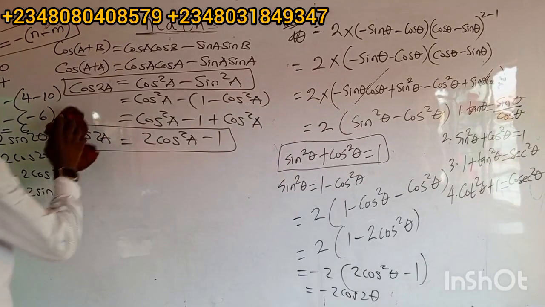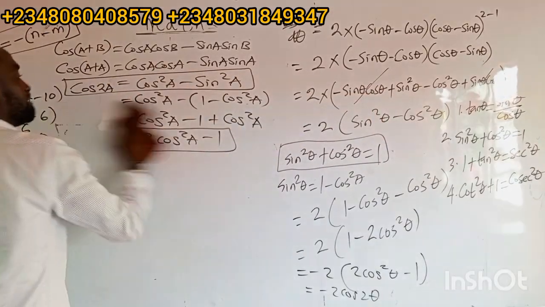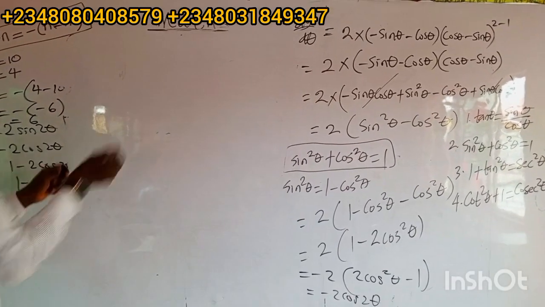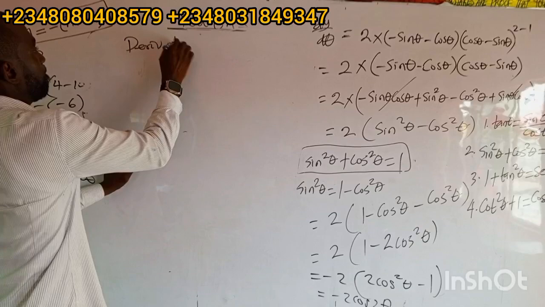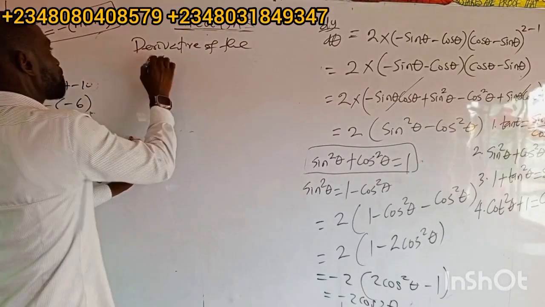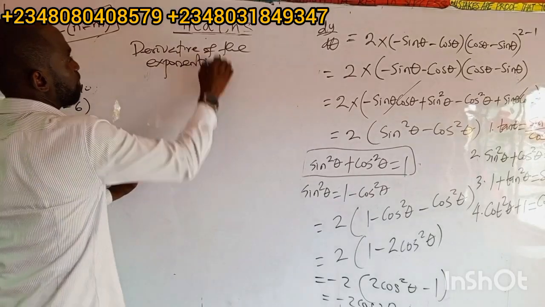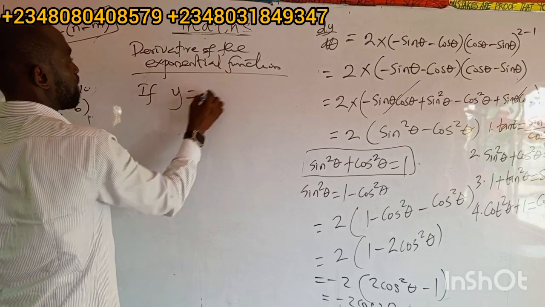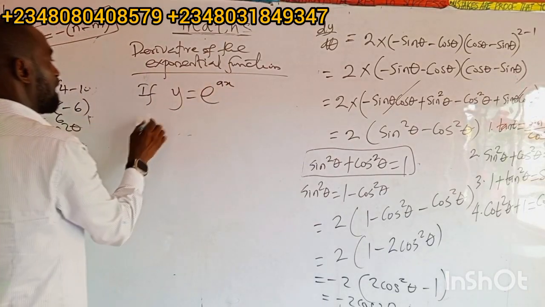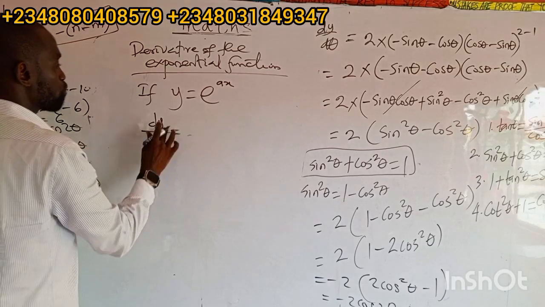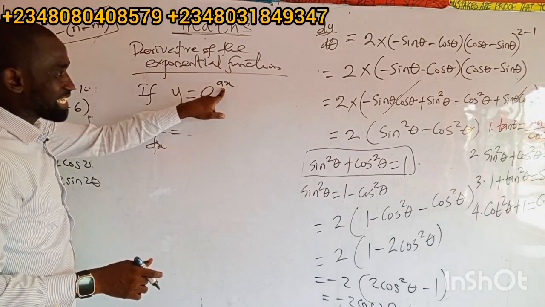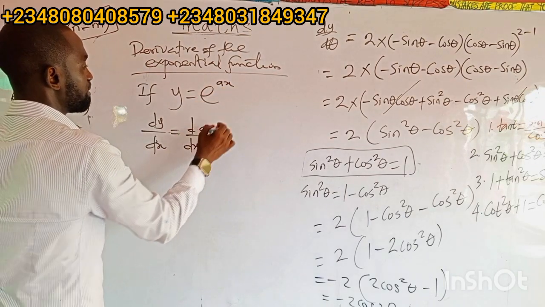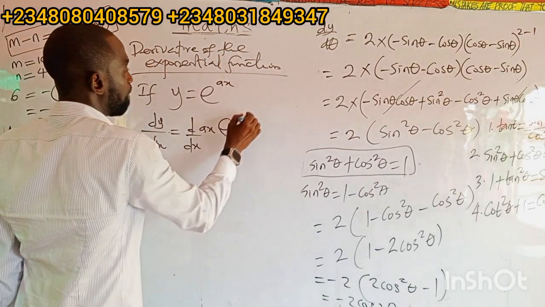Next one. I think the next one should be O. Right. Derivative of the exponential function. Meaning if y equals e raised to power ax, our dy/dx equals differentiate what I have here. Differentiate ax. Are you with me? So I'm having d/dx of ax, then I will multiply by e raised to power ax.